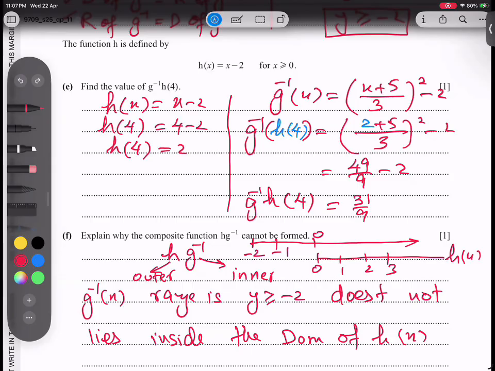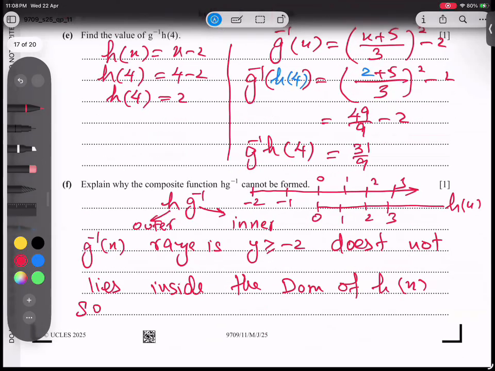Okay, let me make it again. This is -1, this 0, this 1, and this 2, this 3. So these values lie inside. But the problem is, these two values are not inside the domain of h of x. That is why we say that it's not completely inside. It is partially inside, but not completely. So that is why we can say that the composite function cannot be formed. So the composite function named h of G inverse cannot be formed.